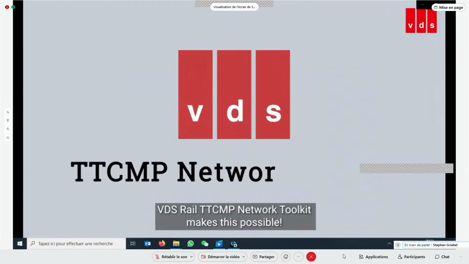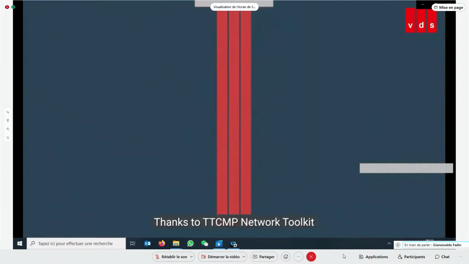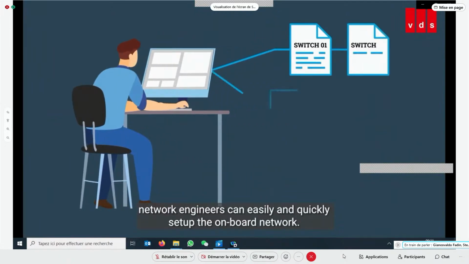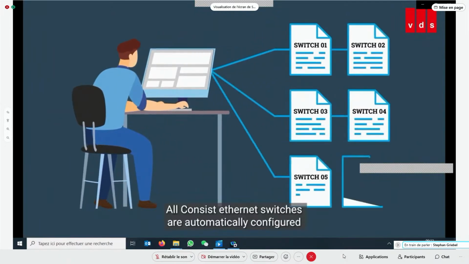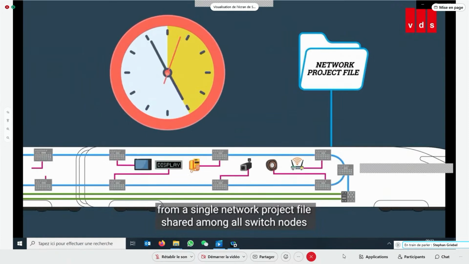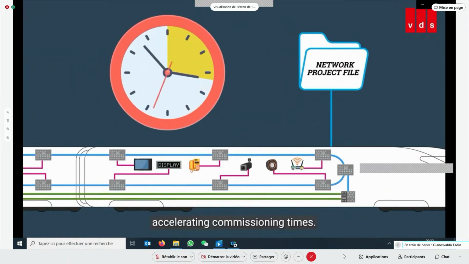VDS Rail TTCMP Network Toolkit makes this possible. Thanks to TTCMP Network Toolkit, network engineers can easily and quickly set up the onboard network. All consist Ethernet switches are automatically configured from a single network project file shared among all switch nodes, accelerating commissioning time.